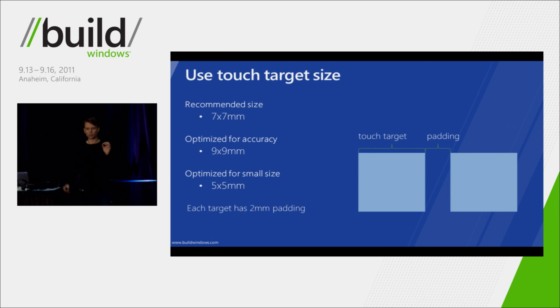Now, one thing that's important to note here, there's the actual error rate, but there's also the confidence that people have when they're touching. And the thing that influences confidence is to add a little bit of padding. So we recommend to add 2 millimeters of padding between the touch targets.